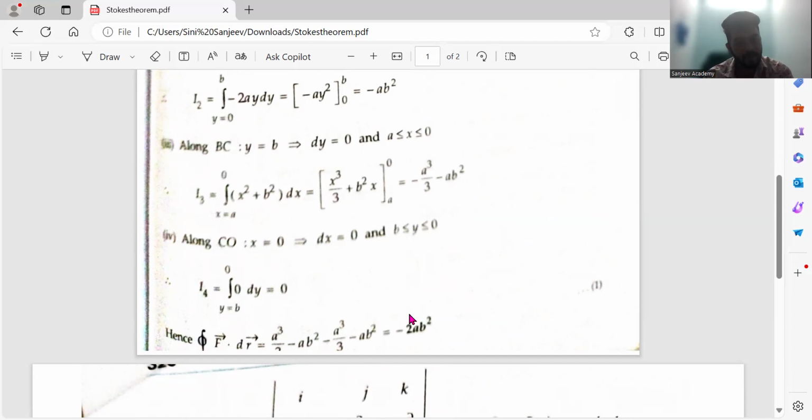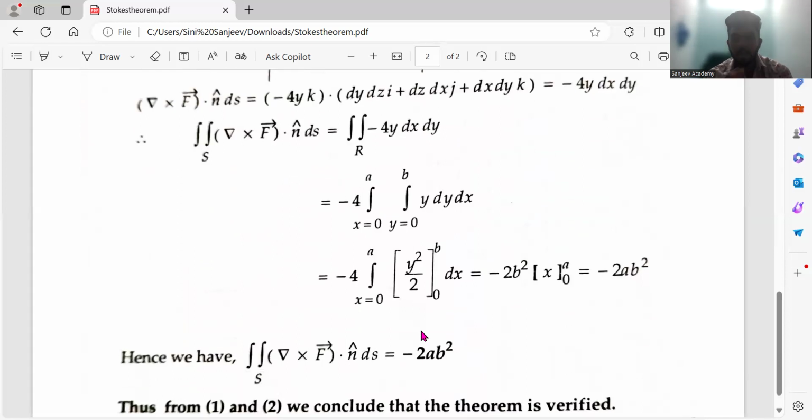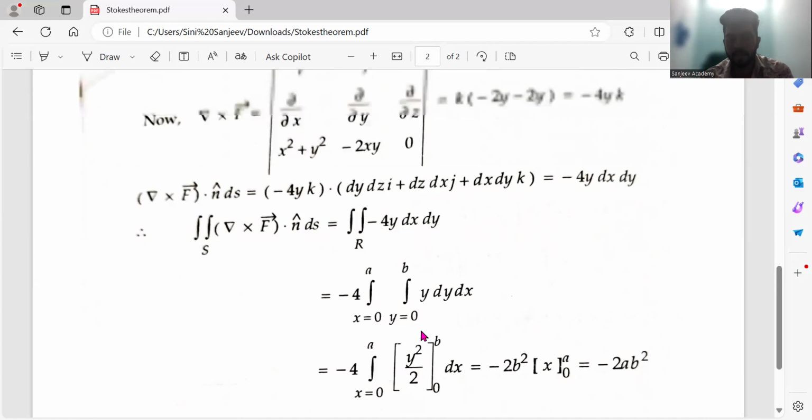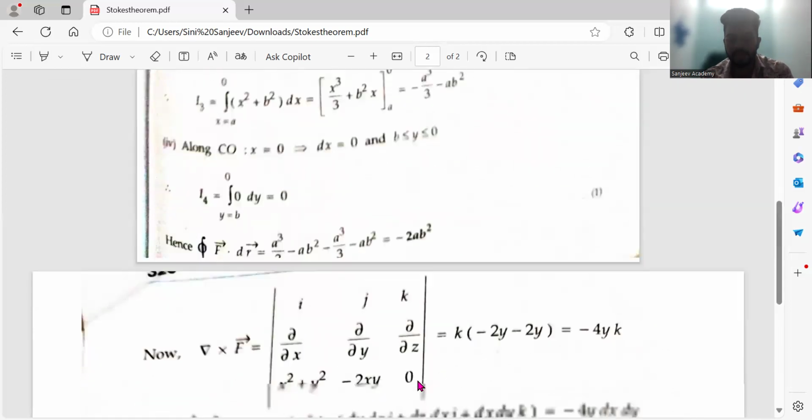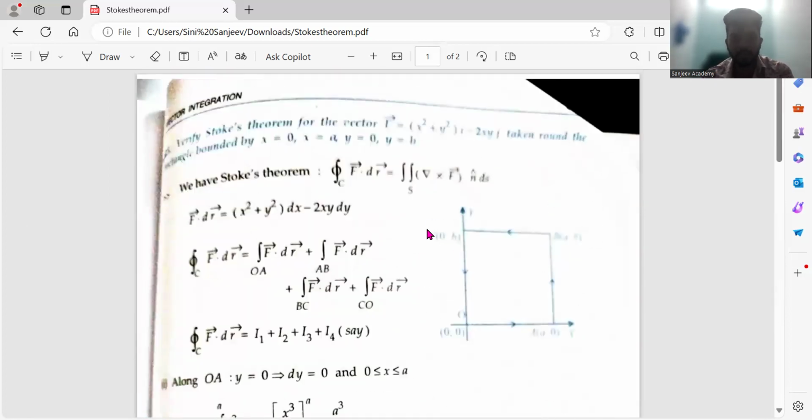Then if you add everything, I'll get minus 2ab square, that you can check with the RHS. So only remember one thing: do the RHS first, not the LHS. Okay, in the LHS we might go wrong. RHS, you do it, and whenever there's a del cross F, do that. The meaning of that is curl. Curl means determinant. Del cross F, determinant means the first row should be what? i, j, k. Second row should be what? dou by dou x, dou by dou y, dou by dou z. Third row should be what? The x, y, and z components. Correct? Here we don't have a z value. That's the reason I'm putting 0. So I hope this will be more than sufficient for you to get full marks in Stokes theorem. So thank you guys.